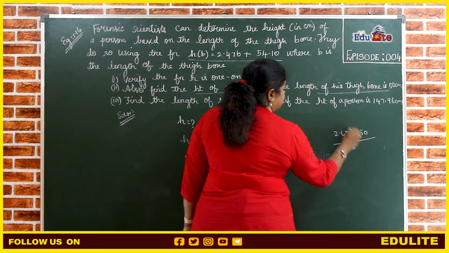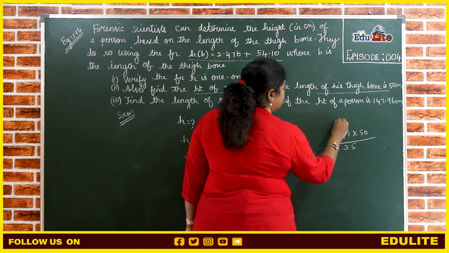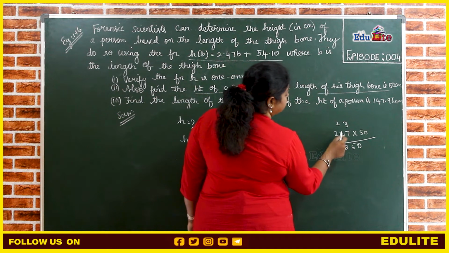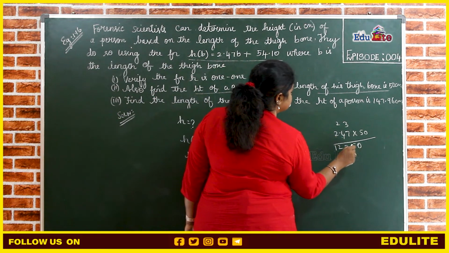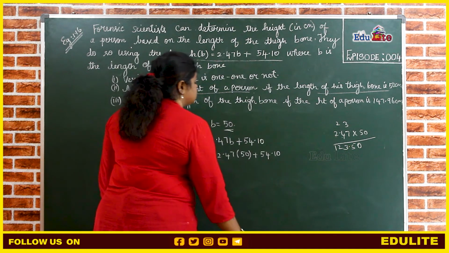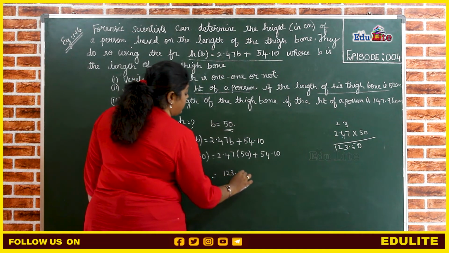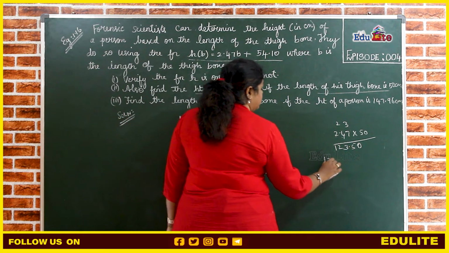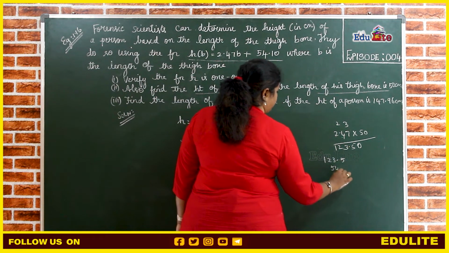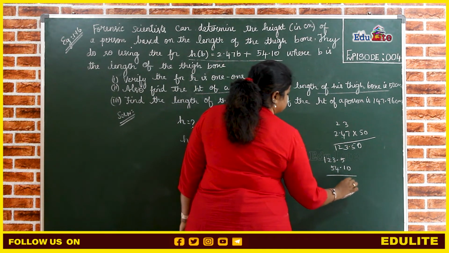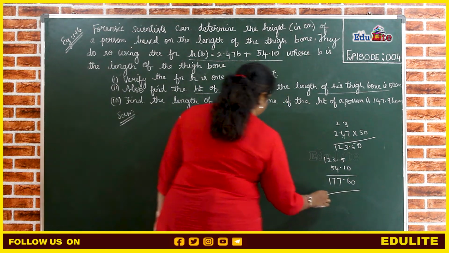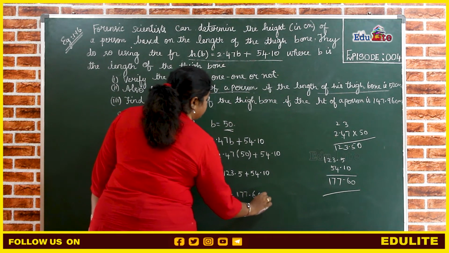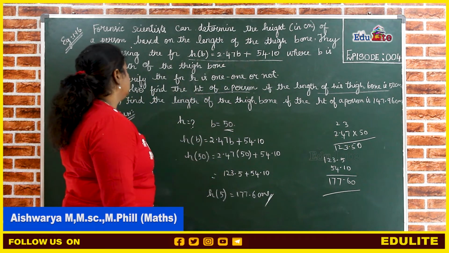So, 2.47 into 50: 5 7s are 35, 3, 5 4s are 20, 23, 2, 10, 12, 0. There is a decimal point after two numbers, so we have to place the decimal point before the two numbers. So, the value is 123.5 plus 54.10. 123.5 plus 54.10 gives 177.6. So, h value is 177.6 centimeters. Thus, we have found out the second option.